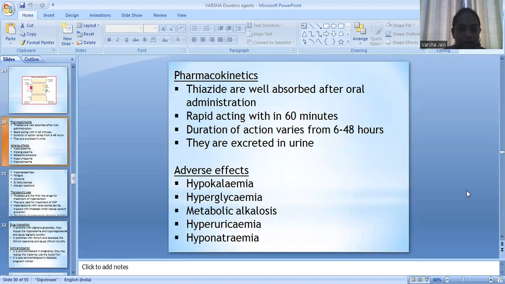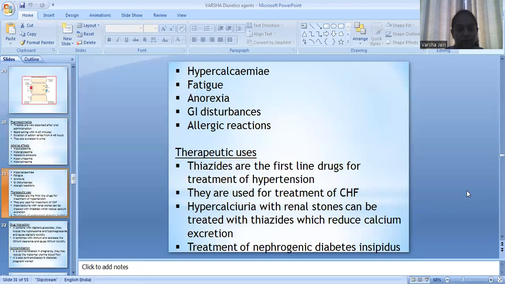Pharmacokinetics of thiazide diuretics: thiazides are well absorbed after oral administration. Rapid acting, within 60 minutes. Duration of action varies from 6 to 48 hours. These are excreted in urine. Adverse effects: hypokalemia, hyperglycemia, metabolic alkalosis, hyperuricemia, hypotonia, hypercalcemia, fatigue, anorexia, gastrointestinal disturbances, allergic reactions.